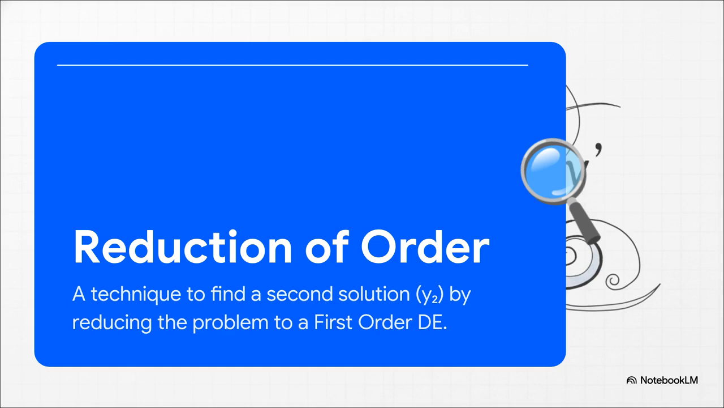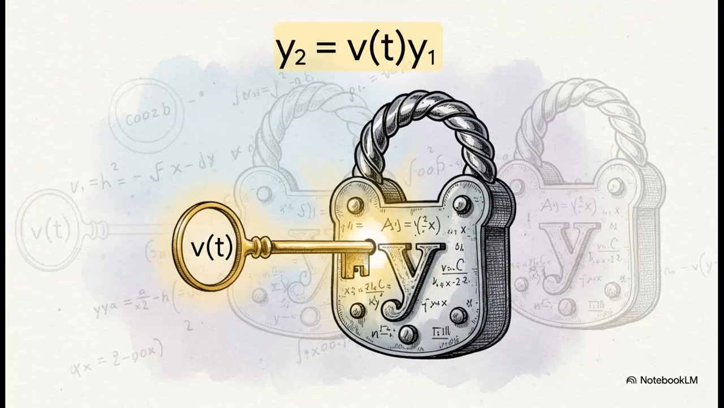The name says it all, really. We find the second solution by literally reducing a tricky second-order problem down to a first-order one, which is way easier to handle. Now, here it is, the one single idea that makes all of this possible.